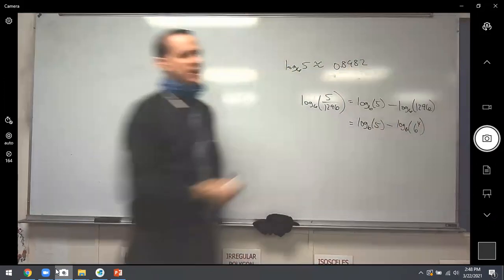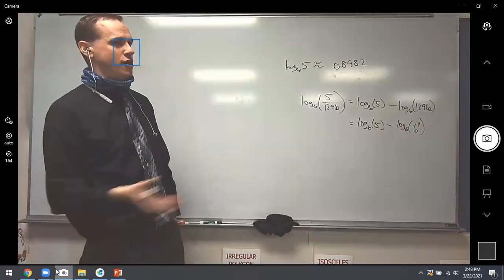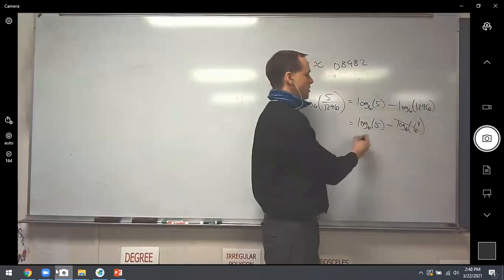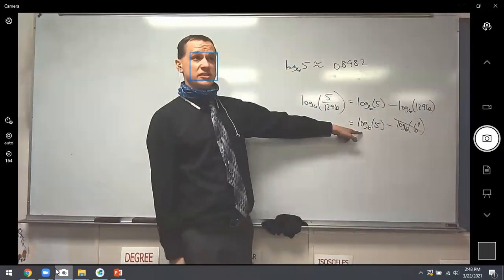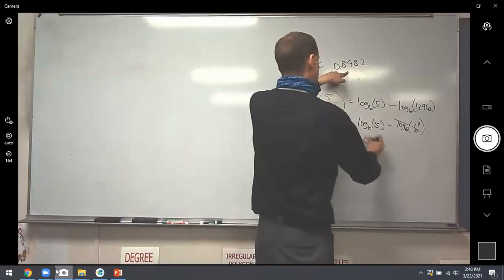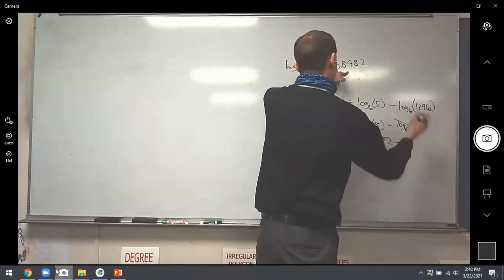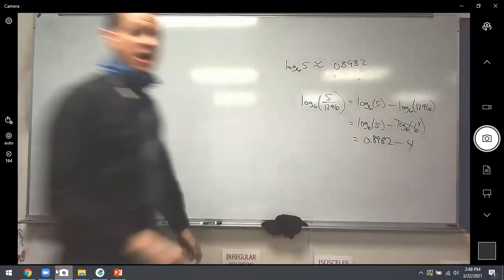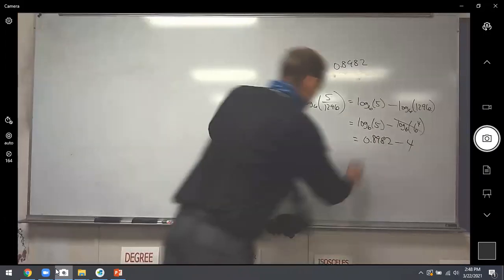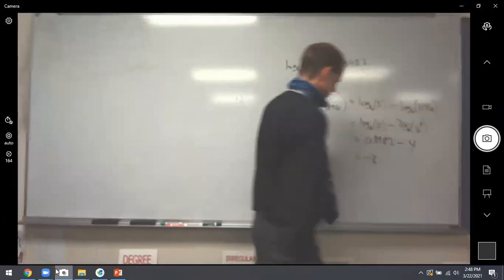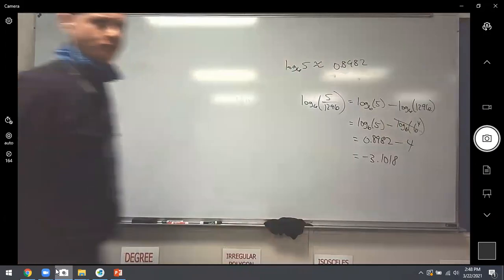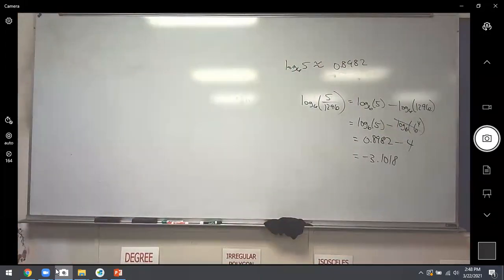What a coincidence that 6 raised to a power, because now the log base 6 and the base 6 cancel out. So we're left with log base 6 of 5, which they told us is about this, 0.8982. And then when those canceled out, we just had a 4. Is that fair? Yeah. And when you subtract them, you get negative 3.1018-ish. And we're done with that problem.